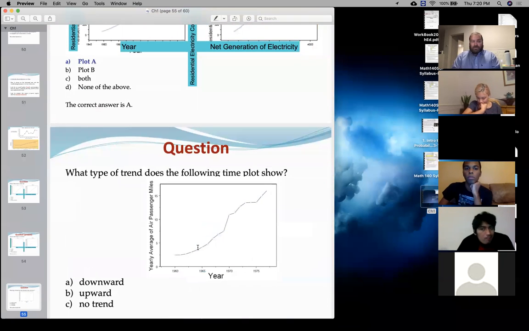The following, what type of trend is this? Is it upward, is it downward, or is it no trend at all? A, B, or C. I actually read them out of order. Downward, upward, or no trend. So I'm going to say go 5, 4, 3.